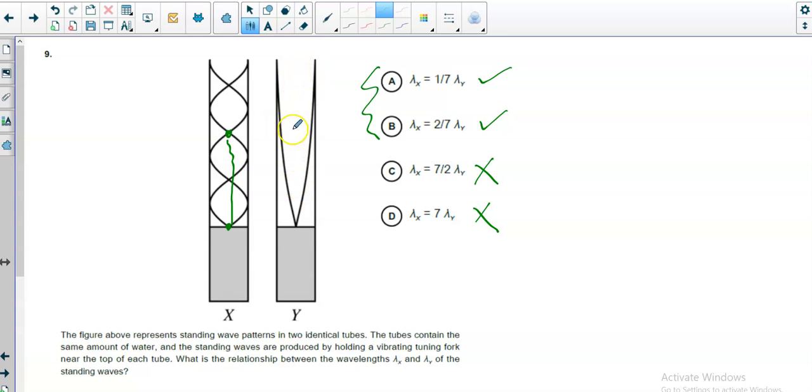What's the factor of difference between the number of waves? In other words, this is a quarter of a wave. How many quarter wavelengths are there in here? Well, this is 1, this is 2, 3, 4, 5, 6, 7. So there are 7 times more quarter waves fit in here than in this, which has 1 quarter wavelength. This has 7 quarter wavelengths. The factor is going to be a 7, so it's going to be 1/7 in this case.